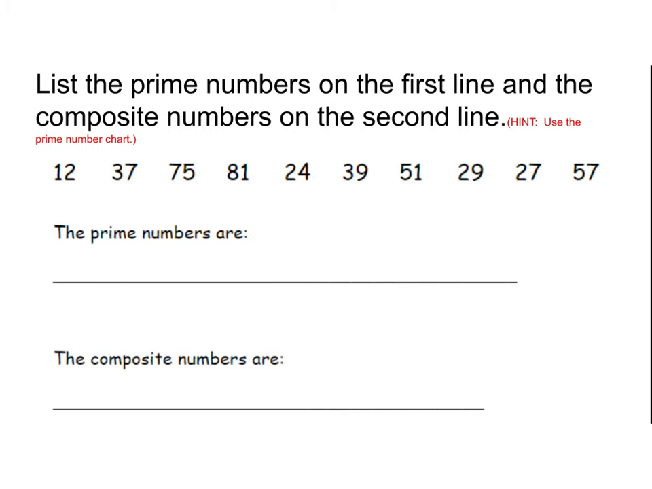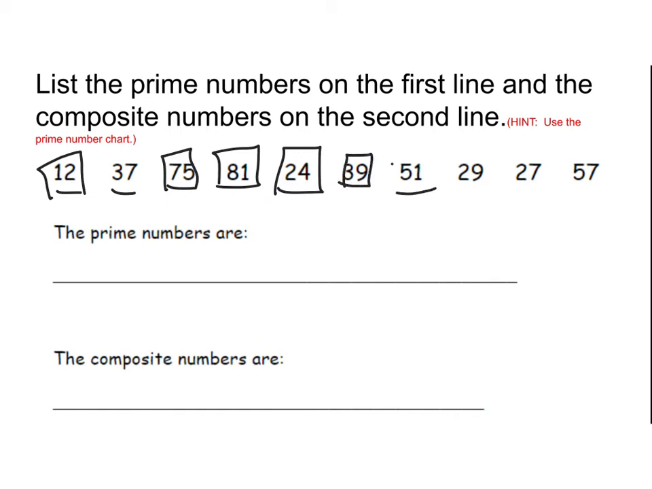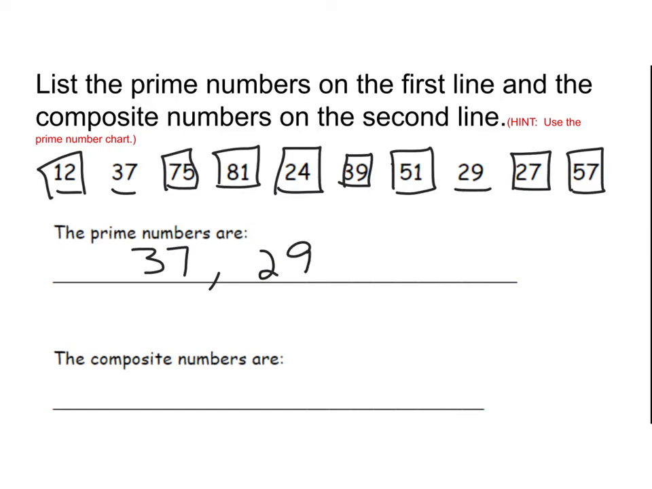So 12 is a composite number. I'm going to go ahead and put a square around it. 37 is prime. 75 is composite. 81 is composite. 24 is composite. 39 is composite. 51 is composite. 29 is prime. 27 is composite. And 57 is composite. So in this list, we only have two prime numbers, which are 37 and 29. And we have the rest as composite numbers.